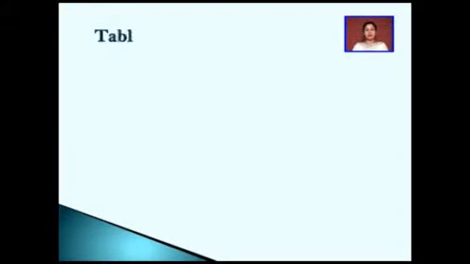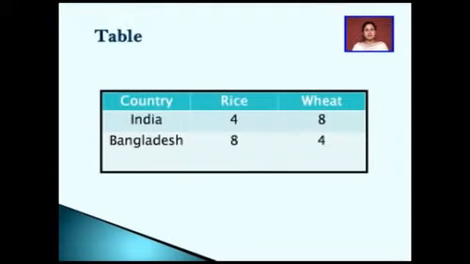Let's try to understand it with the help of a table. This is a table with two countries and two products. We have two countries, India and Bangladesh, and both countries are capable of producing rice and wheat. With the same unit, with 1 unit of labor, India is in a position to produce 4 units of rice and 8 units of wheat. On the other side, Bangladesh, with 1 unit of labor, is able to produce 8 units of rice and 4 units of wheat.